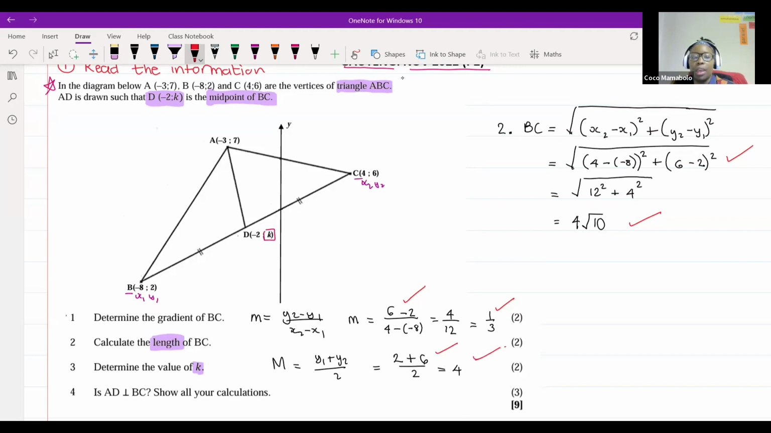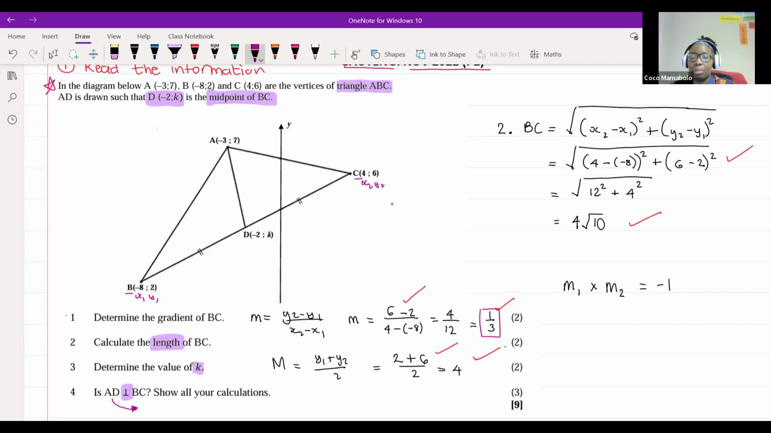All right. So now they're asking us, is AD perpendicular to BC? Show all your calculations. Now, if we want to find out if two things are perpendicular, remember we said that the gradient of the one multiplied by the gradient of the other need to equal -1. So we first need to figure out the gradient of BC, which we already have because we calculated it in the first question. So now, because we know that the gradient of BC is 1/3, what are we expecting the gradient of AD to be? Who can tell me?